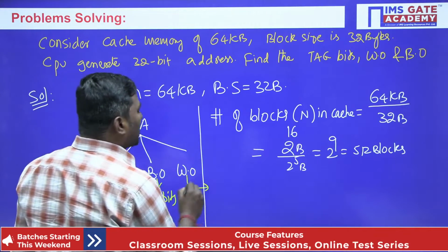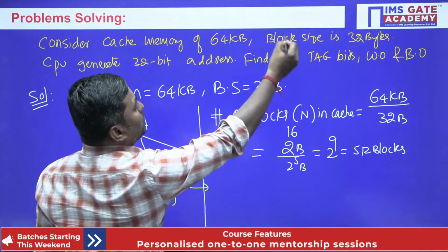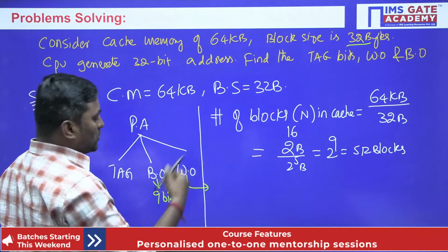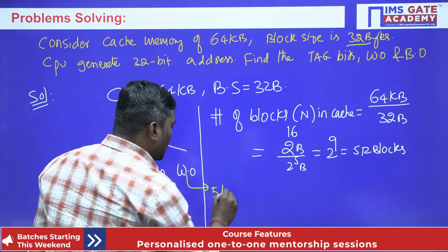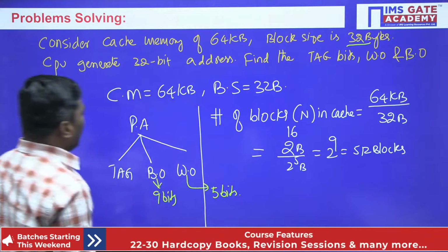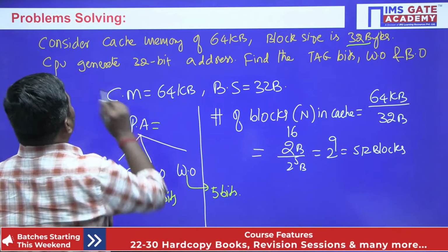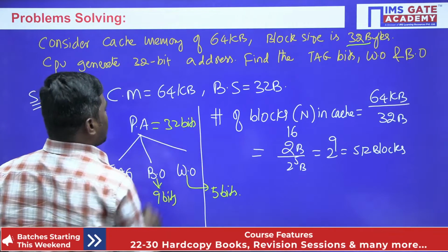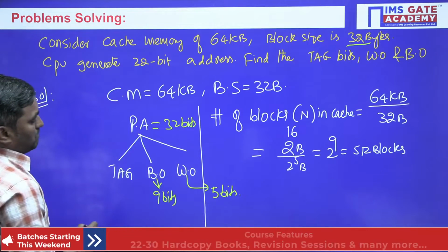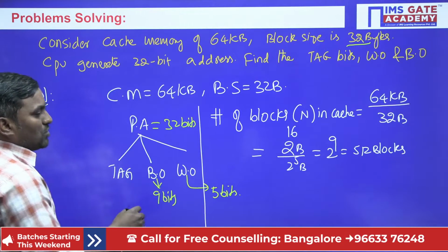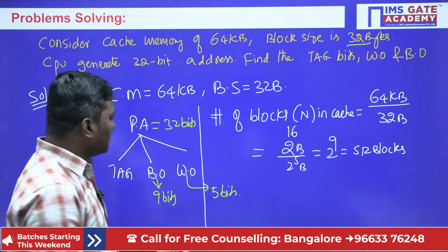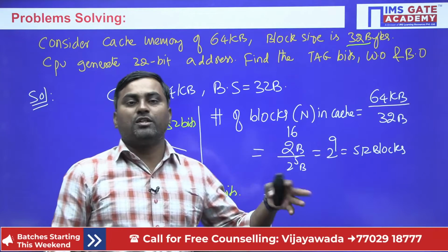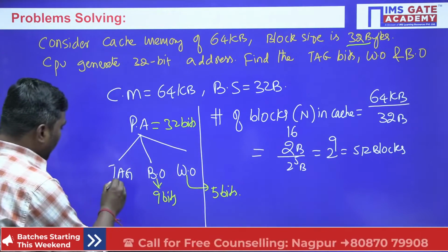The word offset depends on the block size. The block size is 32 bytes, so 5 bits are required to address them. Now, what is the physical address? They said the CPU generated a 32-bit address. So 5 plus 9 is 14, and 32 minus 14 gives 18. So 18 bits for the tag.